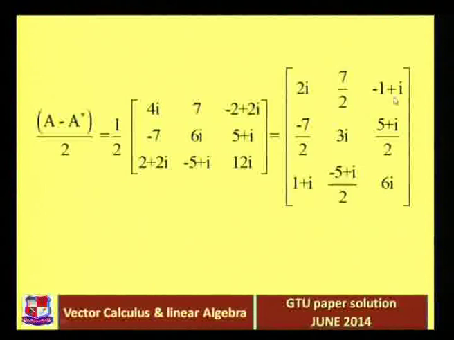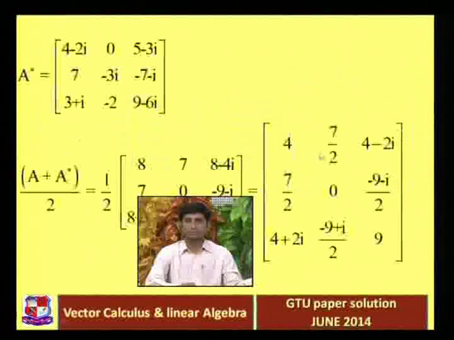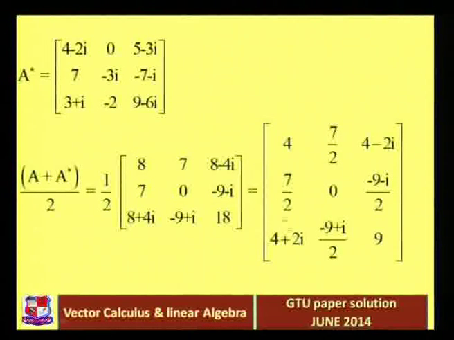7 by 2 minus 1. Here 2 will be common from these elements, so this 2 will be cancelled out, so minus 1 plus i, minus 7 by 2, 3i, 5 plus i divided by 2, 1 plus i, minus 5 plus i divided by 2, and then 6i. Now you can see this is a skew Hermitian matrix, and the previous matrix is a Hermitian matrix. That we can easily prove.